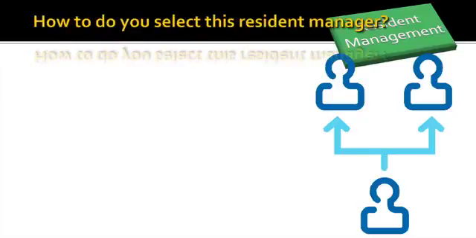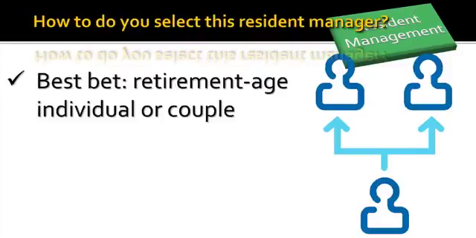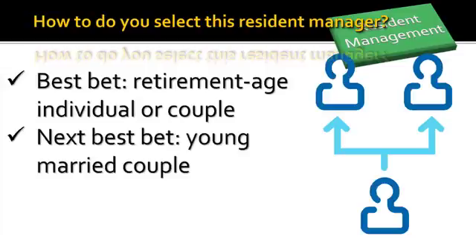How do you select this resident manager? Your best bet is a retirement age individual or couple who is usually there. He probably has had years of experience in handling people and doing minor repair work. Your next best bet may be a young married couple who will be happy to get a break on their rent in return for looking after your properties.